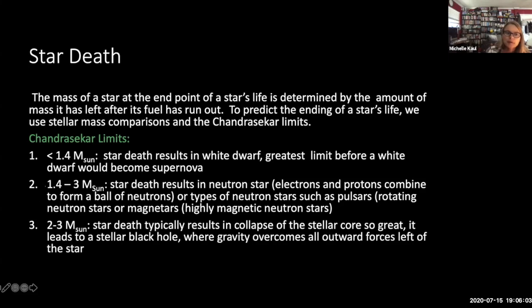Now this part between number 2, this is sort of hazy. It really depends on the kind of star. And this region is sort of, some people don't even include that. They just say 1.4 to 3 solar masses is either a neutron star or a stellar black hole. But the upper limit here, the star death typically results in the collapse of the core, that it leads to what we call a stellar black hole. So you have to note that there's different kinds of black holes, but a stellar black hole is the collapsed remnant of a star that the gravity is so great that not even light can escape the surface of this core remnant of a star. So more on that in a future slide.